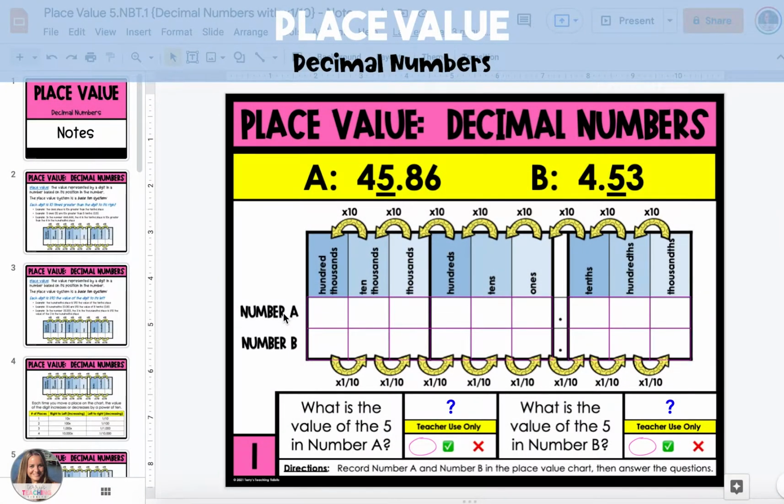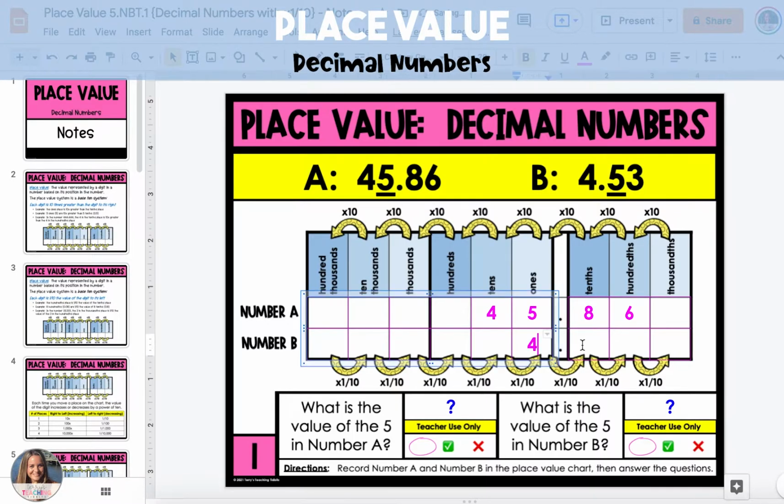In this video, I'm going to show you how to answer questions about place value using decimal numbers. In the first example, you're given two numbers, number A and number B. Start by placing the two numbers into the place value chart. Start by recording number A, 45 and 86 hundredths, into the first row of the place value chart, and then record number B, 4 and 53 hundredths, into the second row of the place value chart.